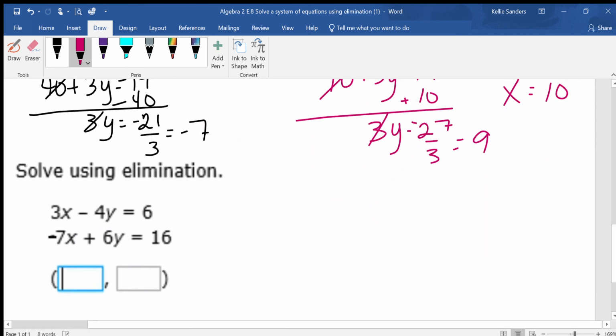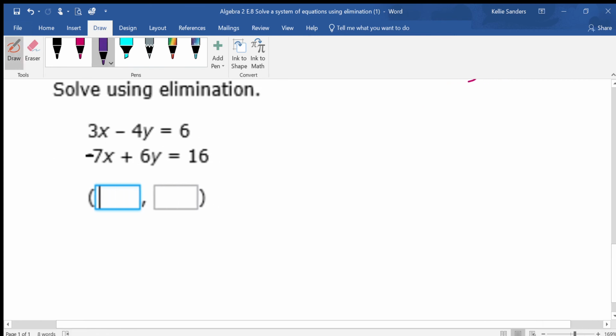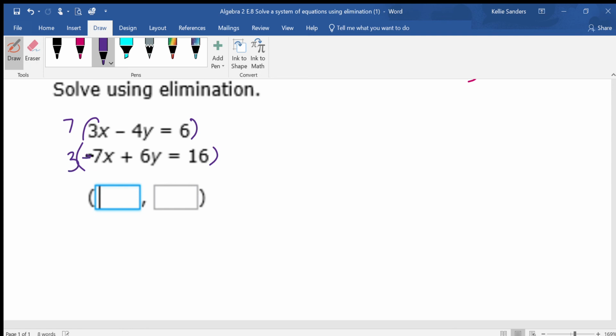Okay, last problem. On this one, there's no easy way around it because you can't multiply 3 by anything to get 7. You can't multiply 4 by anything to get 6. So what we're going to have to do is multiply both equations by some numbers that go away from each other. And really the easiest way is to take the 7 up to the top and the 3 up to the bottom. Because this 7 is already negative, we've taken care of the negative.